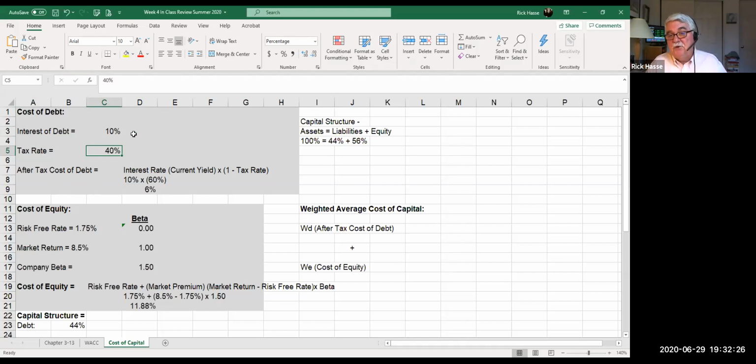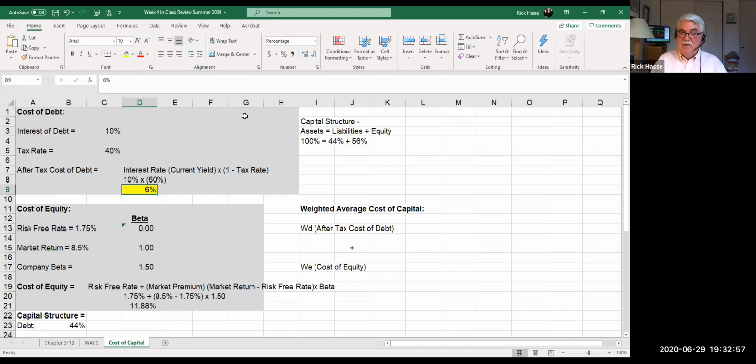So if I wanted to determine the after-tax cost of debt of this company, it's the interest rate on the debt, sometimes called the current yield, times 1 minus the tax rate. Well, the tax rate is 40%, so 1 minus 40% is 60%. So 10% times 60% gives us 6%. Our after-tax cost of debt, okay?